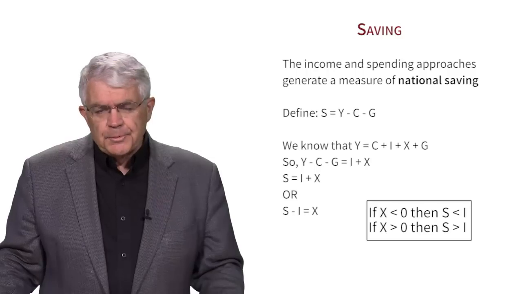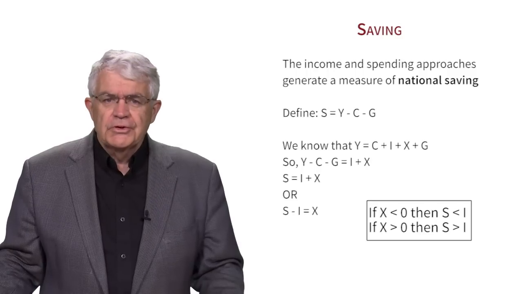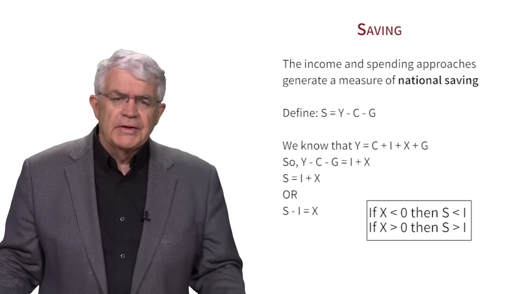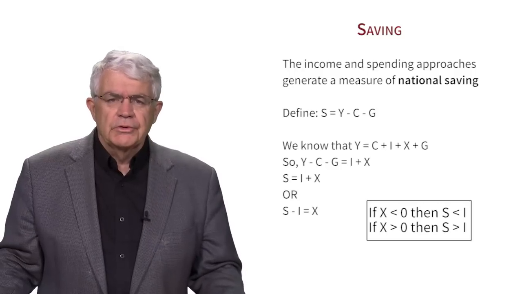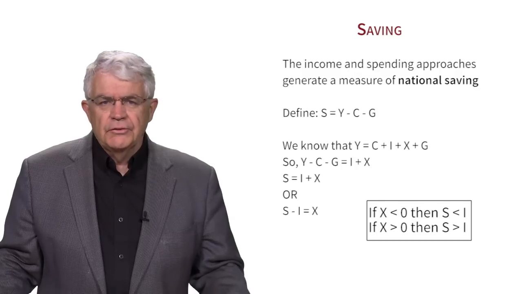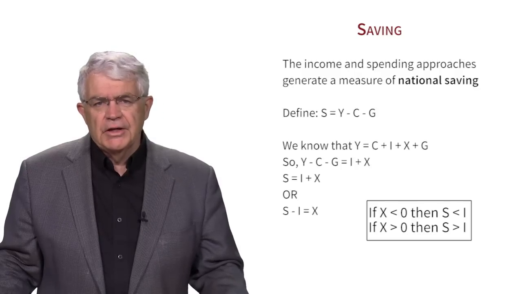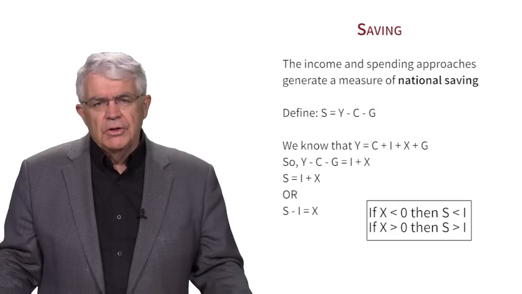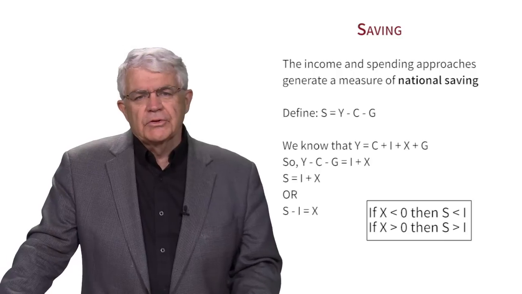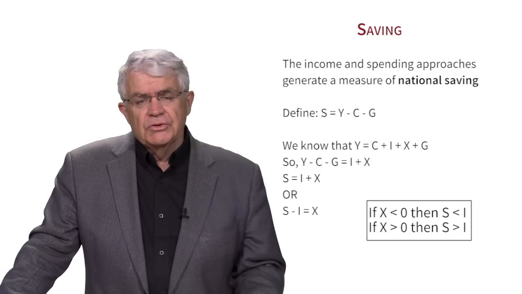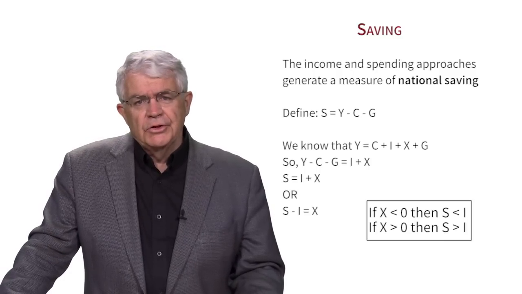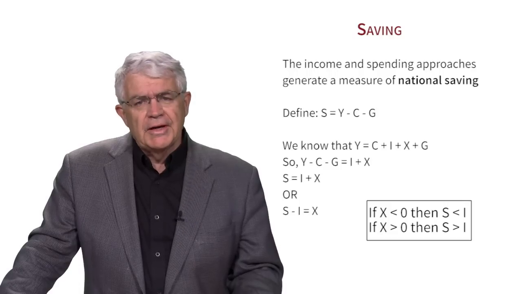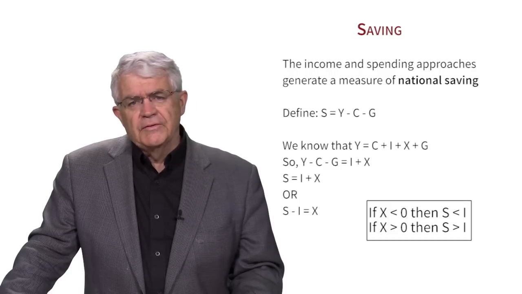Net exports, the difference between exports and imports, as we emphasized, another name for that is the trade balance, the difference between what a country is exporting and what it's importing. If the U.S. has a trade deficit, X is negative. If the U.S. has a trade surplus, X is positive. So X is a measure of either surplus or deficit in the trade account. But what this simple idea shows you is that there's a very important relationship between whether a country is running a deficit and what its savings-investment gap is.